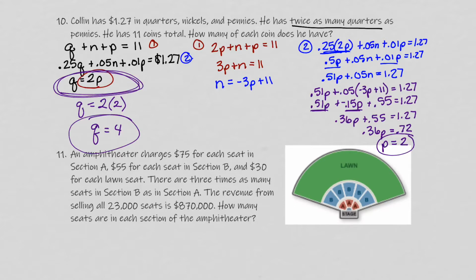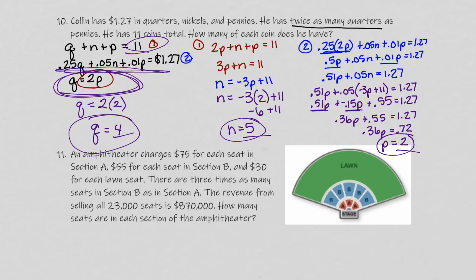And then for nickels, if P is 2, I'm plugging that in. So I have negative 6 plus 11, so he has 5 nickels. Add that up: 4 plus 5 plus 2 is 11, and we said he had 11 coins. If I plug that into the second equation, taking each number times its amount, I get $1.27. And we know that the third equation is true because I just did it right there.